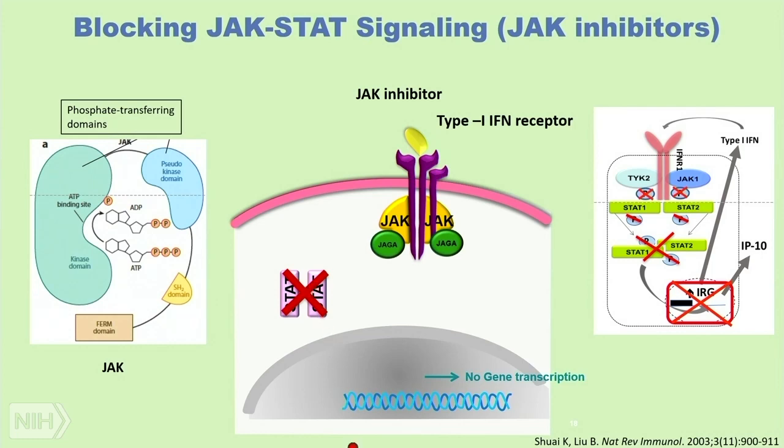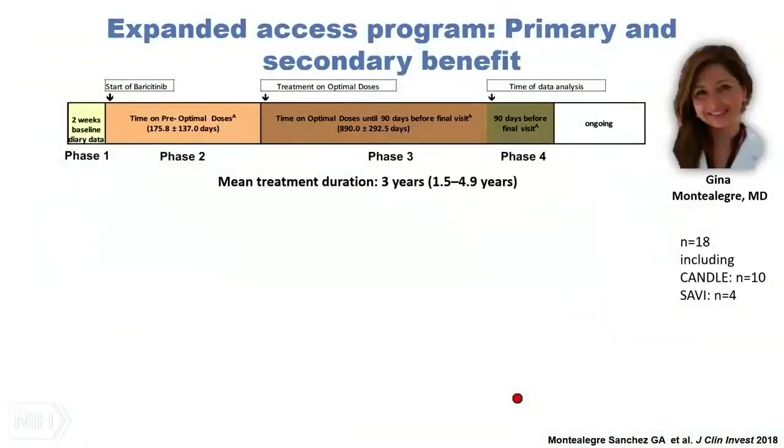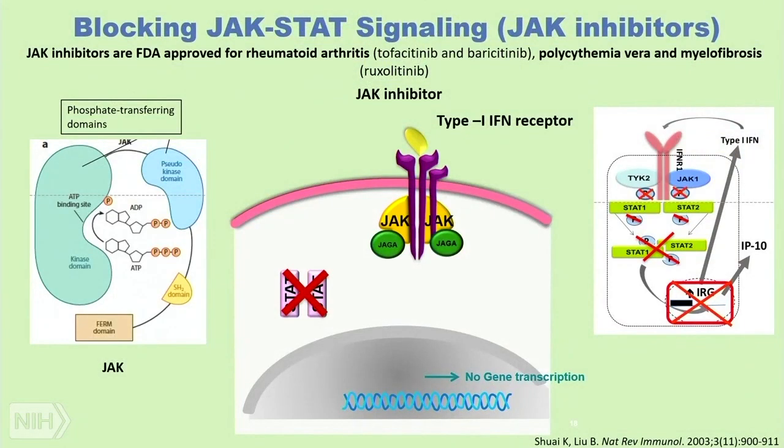STAT cannot be phosphorylated. It cannot go into the nucleus and transcribe interferon response genes. And so we can use the absence or the reduction of interferon response genes as a measure to see how well JAK inhibitors block that pathway.